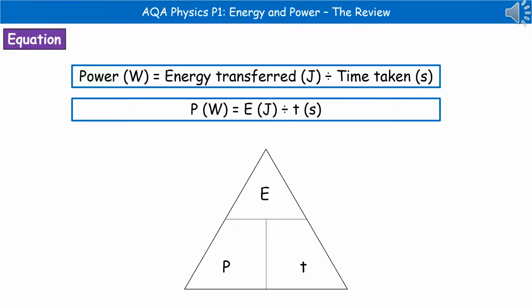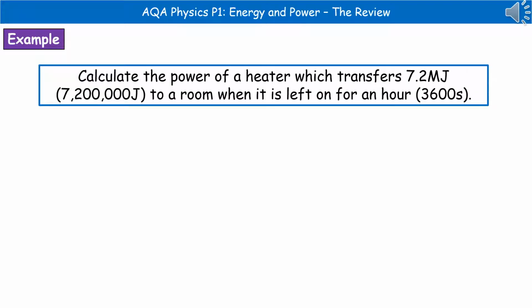To give you an example of the kind of question that you could be asked to do with power, there's one example here. Calculate the power of a heater which transfers 7.2 megajoules to a room when it's left on for an hour.